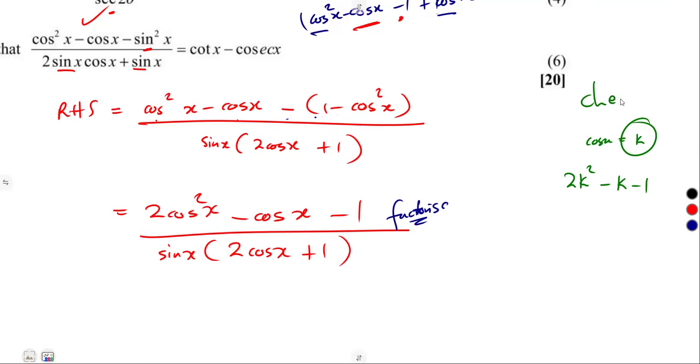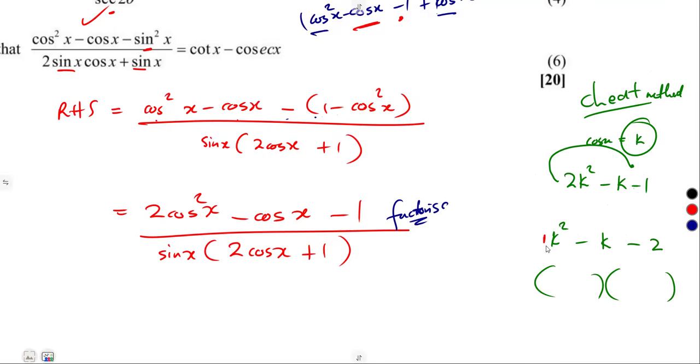So using the cheat method, a method that I explained from grade 10 and 11, we can cheat and take the 2 to multiply -1. So it's going to be k squared minus k, and 2 times -1 is -2. So we cheated so that we can have a proper quadratic where the coefficient of k squared is 1. So this is going to give us k and k, and considering factors of -2 which will add up to -1, that's -2 and 1.